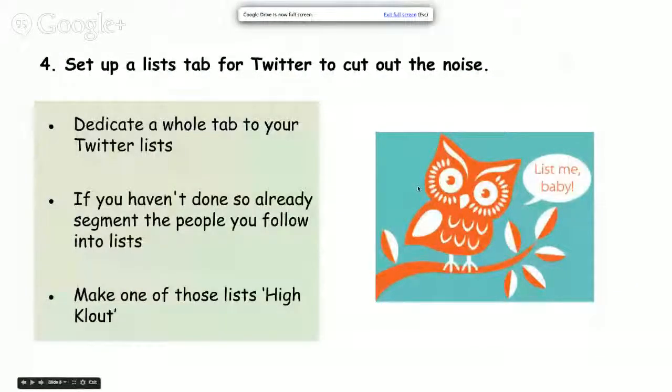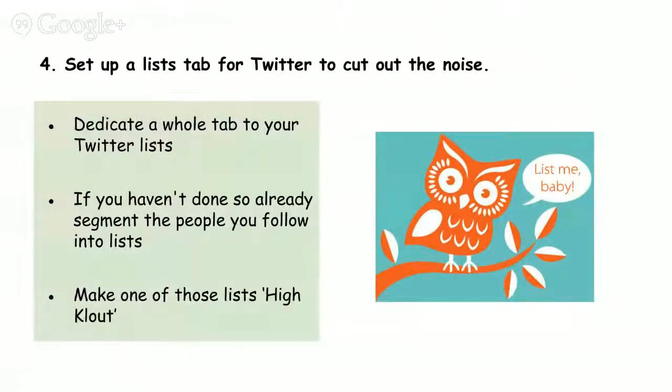So you set up your list tab for Twitter to cut out the noise. You dedicate a whole tab to Twitter lists. If you haven't done so already, split the people that you're following into lists. You can do that on twitter.com, and then make one of these lists high clout. And you can, as I just showed you, search for high clout users with the filter.